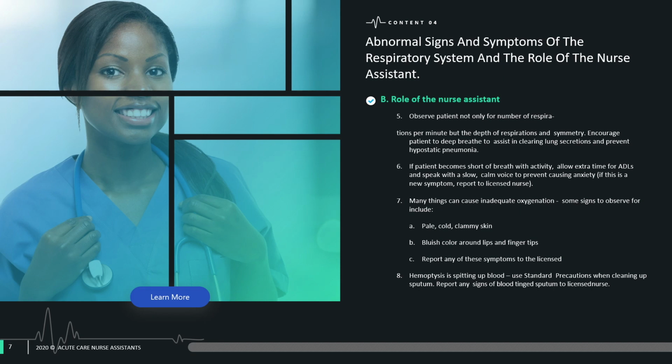Many things can cause inadequate oxygenation. Some signs to observe for include pale, cold, clammy skin, bluish color around the lips and fingertips. Report any of these symptoms to the licensed nurse. Hemoptysis is spitting up of blood. Use standard care precautions when cleaning up sputum. Report any signs of blood-tinged sputum to a licensed nurse.